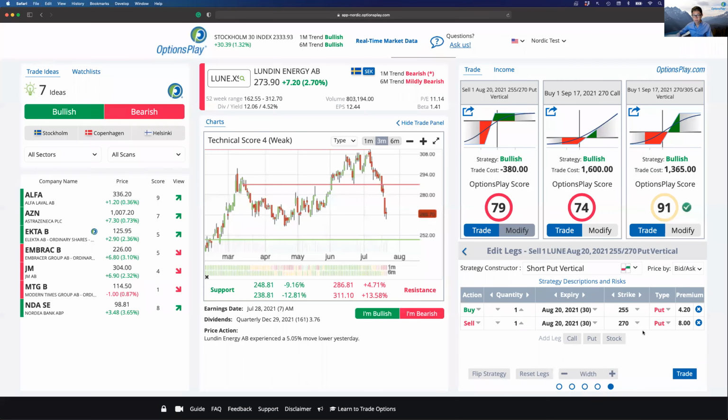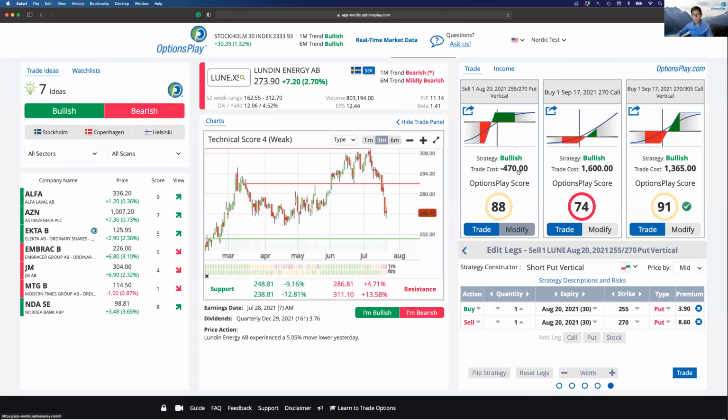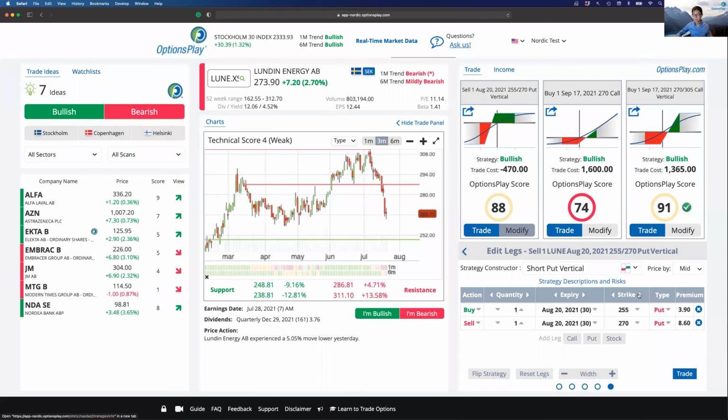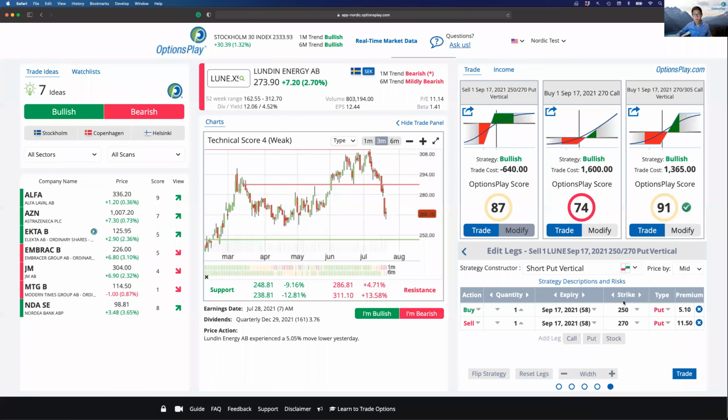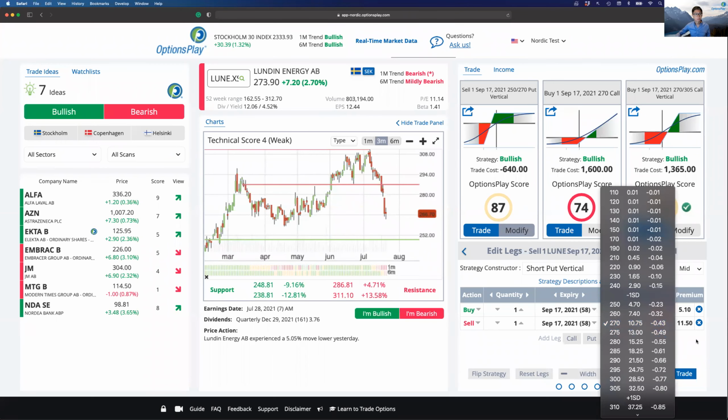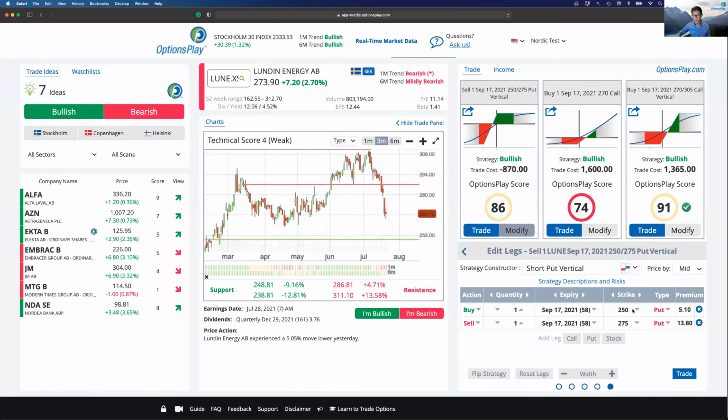273, 250, 270, 275 maybe. Let's see. So that's 15 crowns wide, but I'm only collecting 470. Here's a little better one, but let's also go out to September and see what we can get for September. Both of these are collecting just shy of 33%. Let's see. I'm going to try one last thing.